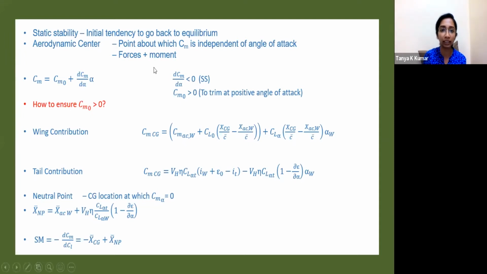Static stability is the initial tendency of any system to go back to equilibrium when subjected to a disturbance. Then for an aircraft, if it's subjected to some angular displacement, some disturbance, the initial tendency for it to go back to its trim position, its equilibrium, is longitudinal static stability in terms of pitch.